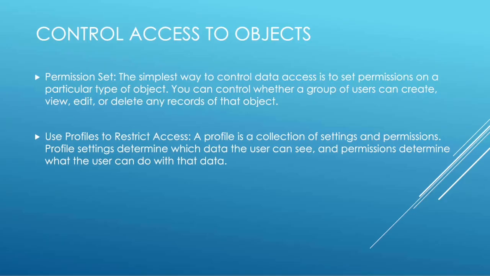Control access to objects. You can control access to objects using permission sets and profiles. The simplest way to control data access is to set permission on a particular type of object. You can control whether a group of users can create, view, edit, or delete any records of that object. So you can set object permissions with profiles or permission sets. Each user is assigned one profile. Users can be assigned one or more permission sets.